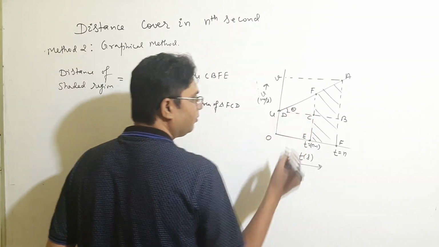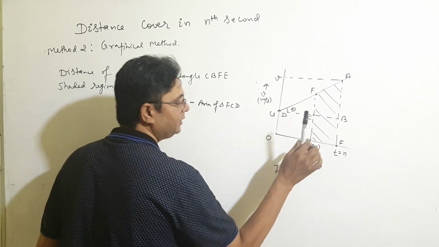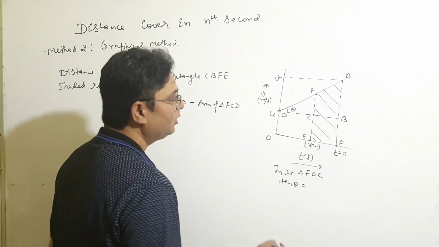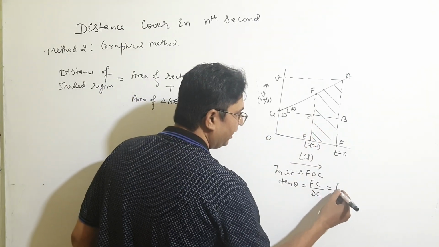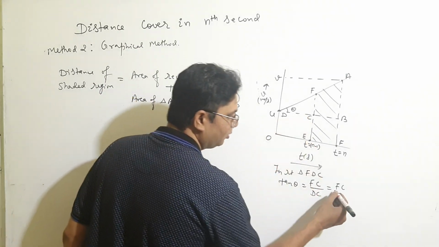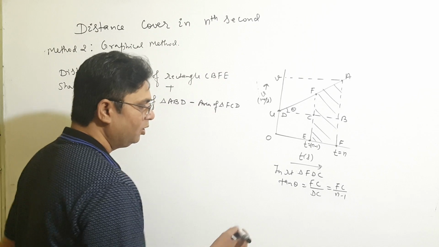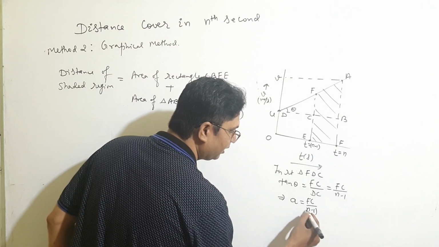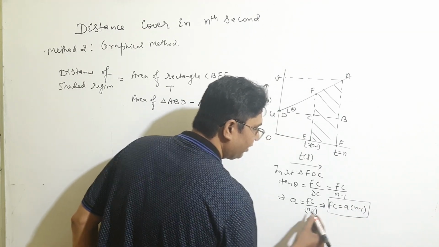Let this angle be theta. In right triangle FDC, what is tan theta? Perpendicular by base. So this is FC perpendicular and base is DC. FC, you don't know what is FC, but you know what is DC. DC is the time n minus 1. So right here, n − 1. You know that tan theta is the slope, which is acceleration. So at the place of tan theta I am writing a for acceleration. This is FC divided by (n − 1). So here you can write FC = a(n − 1). Here you get the value of FC.